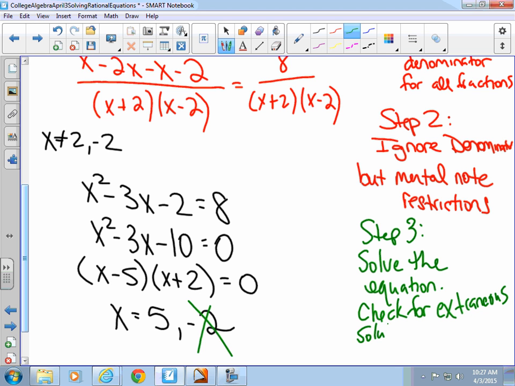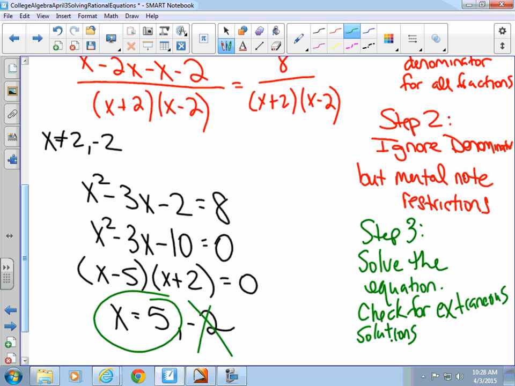Negative 2 is extraneous. Solve the equation, find the x values, check for extraneous solutions. Plug it back into the top if you want to, or mental note. If negative 2 was the only answer you got and it was an extraneous one, then you would say no solution. That does happen. Negative 2 is extraneous, so this is the only answer.